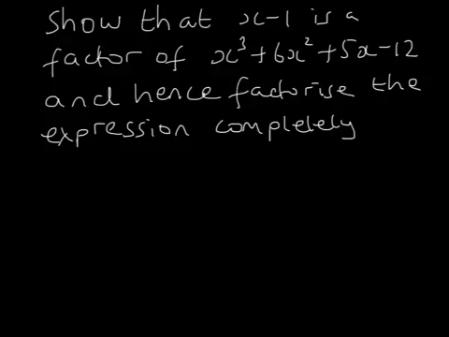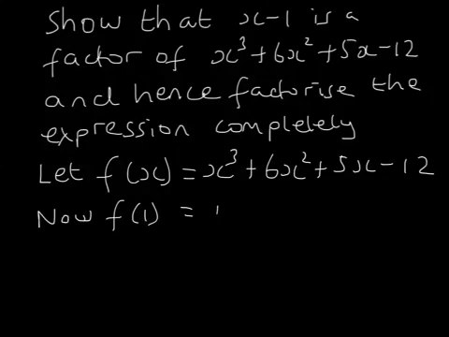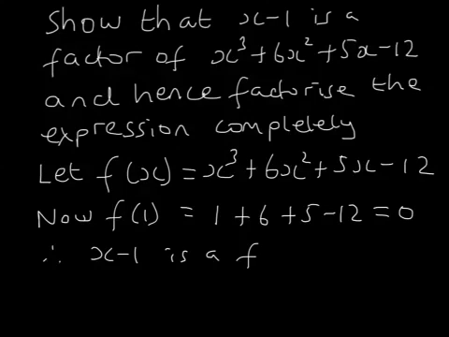So let's put all this together. Here's an example. Show that x minus 1 is a factor of x cubed plus 6x squared plus 5x minus 12. This is a polynomial. It's got powers of x. And then hence factorise the expression completely. So let's do this. Let f of x equal this polynomial. If x minus 1 is a factor, then f of 1 should be 0. So let's put f of 1 into this. It's 1 cubed plus 6 times 1 plus 5 minus 12 equals 0. So f of 1 equals 0, therefore x minus 1 is a factor.